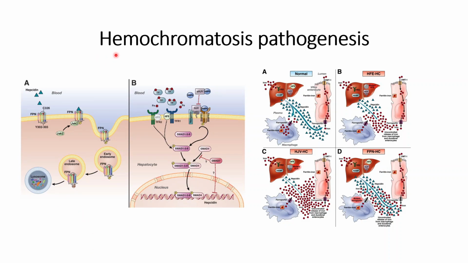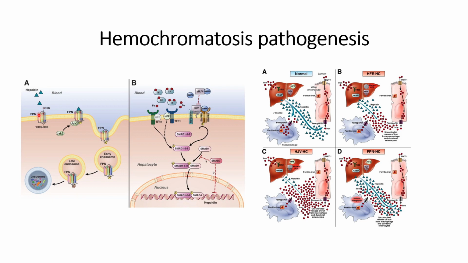In this video we will discuss hemochromatosis pathogenesis. This hemochromatosis disease is associated with iron. It is mostly because of overloading of the iron within the body that might cause several diseases or several problems. So let us first understand how this iron content is maintained within the body.